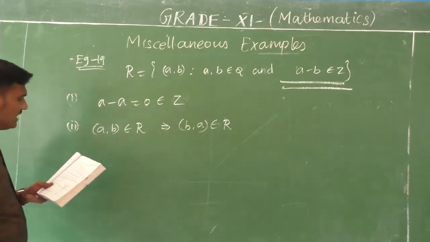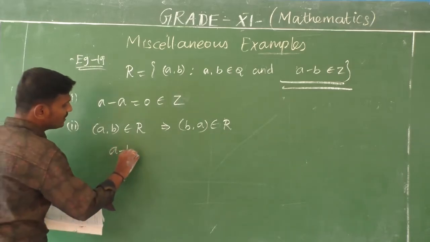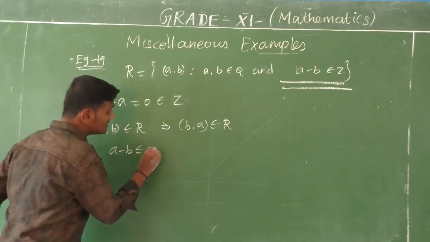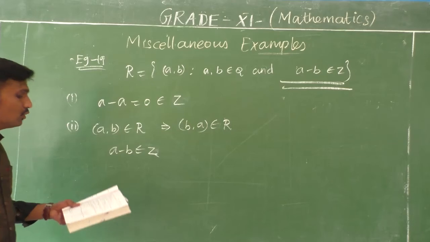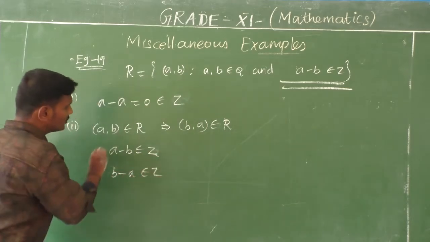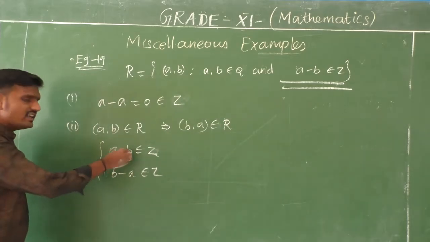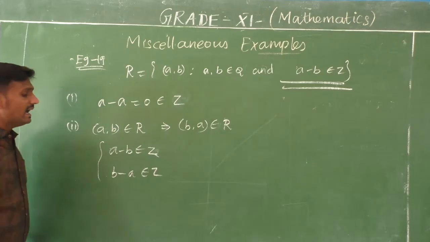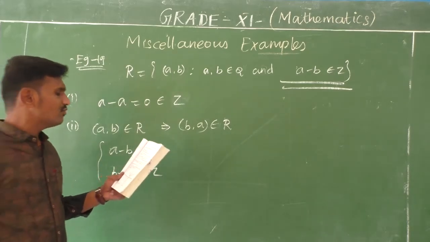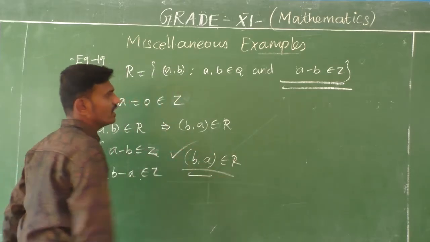Okay, fine. So for that, if (A, B) belongs to R, it implies that A minus B also belongs to what? R or otherwise, and before that you should mention Z. Then finally I am going to judge that B minus A also belongs to Z. So from the commutative property, A minus B belongs to Z, and B minus A also belongs to Z. Then finally (B, A) belongs to R. So that's what we have proved.